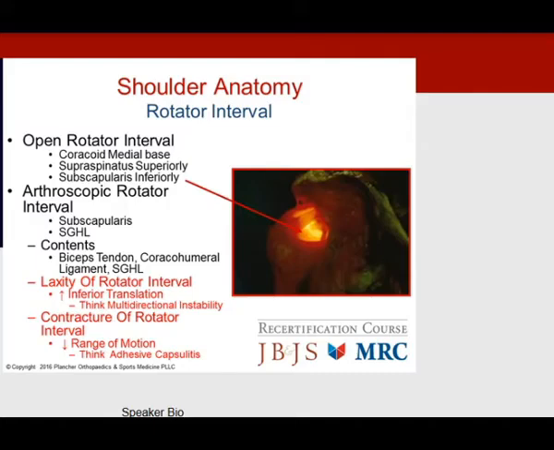The open rotator interval was discussed with Codman years ago, with the supraspinatus superiorly and the subscapularis inferiorly. Today we talk about the arthroscopic rotator interval and its important contents: the biceps tendon, the coracohumeral ligament, and the superior glenohumeral ligament. It's important when you think of your patients, if there's laxity of the rotator interval, think of increased inferior translation. Think of a patient with multidirectional instability. On the other hand, if you have contracture of the rotator interval, think of decreased range of motion or a patient that shows the symptoms of adhesive capsulitis.